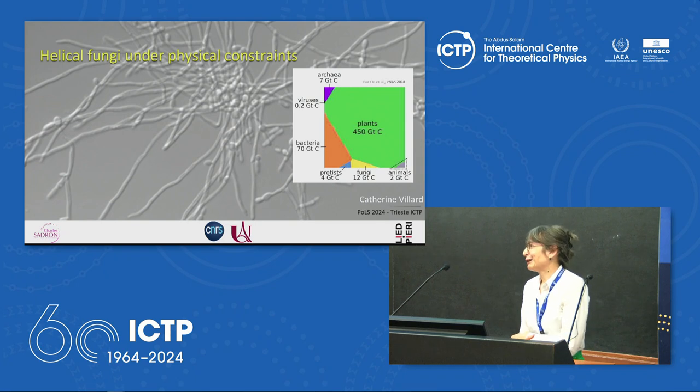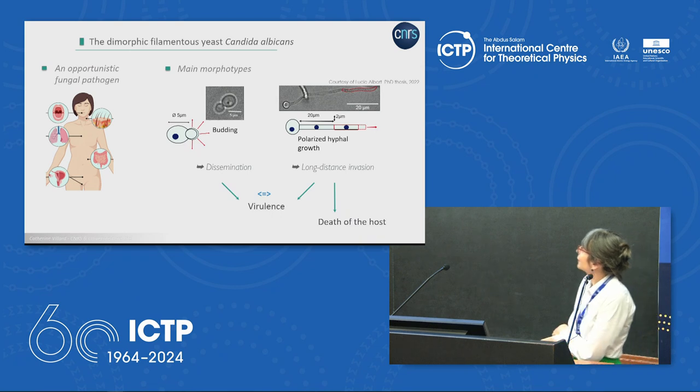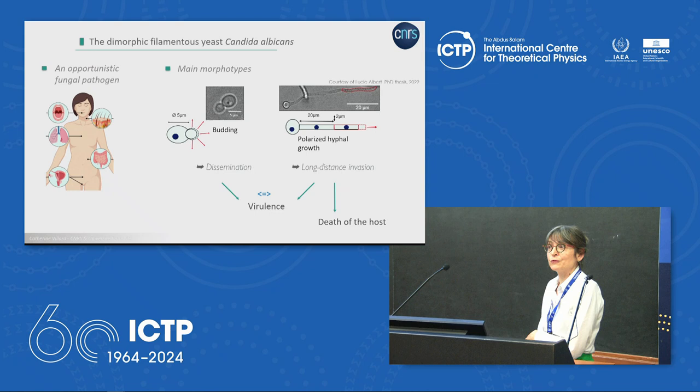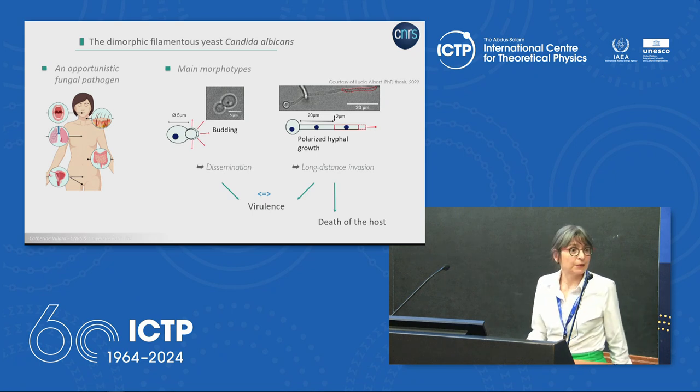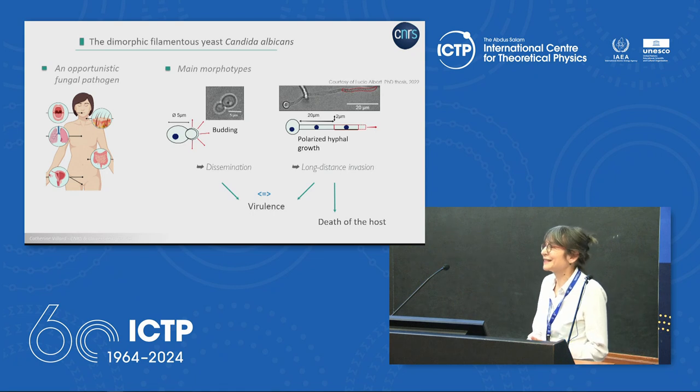They make symbiotic or parasitic connections with almost all multicellular organisms, including us. And I will talk today about a particular fungal pathogen of humans, Candida albicans, which is also a dimorphic yeast. So it has a yeast form. It can bud like Saccharomyces cerevisiae, or it can elongate filaments, which are made of mononuclear compartments. And both are involved in virulence, the yeast form for dissemination and the filamentous form for invasion and penetration.